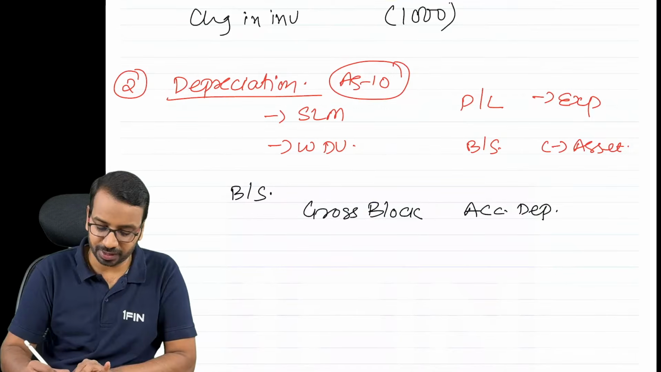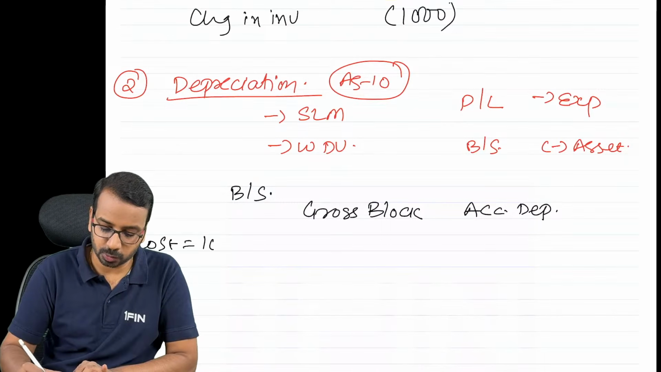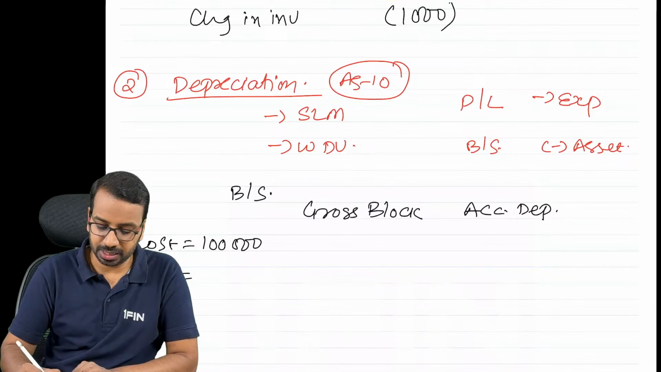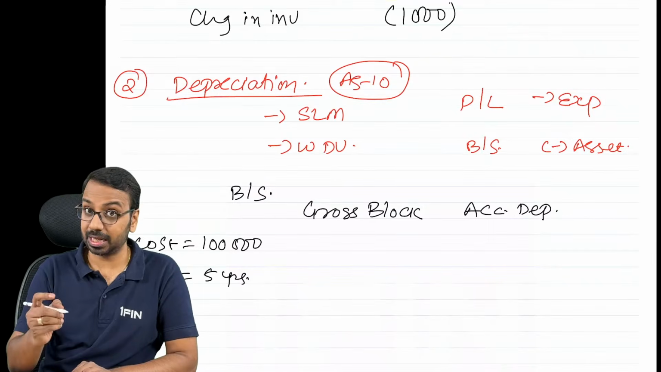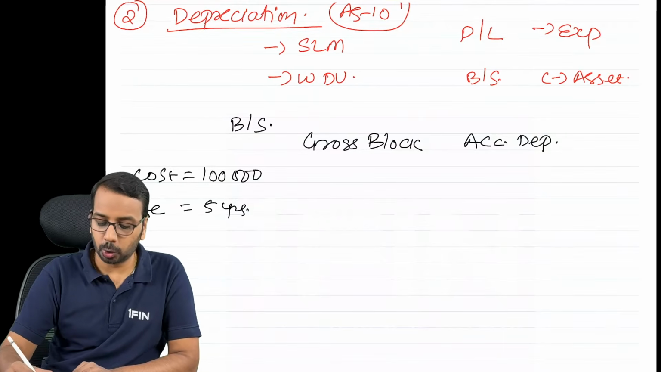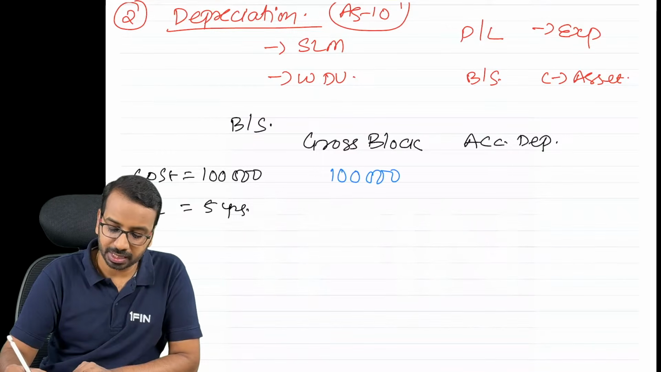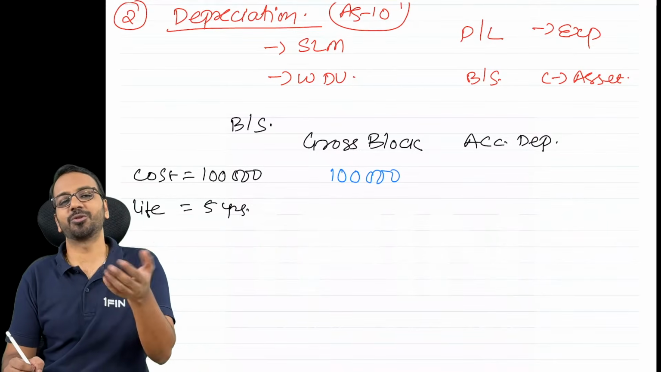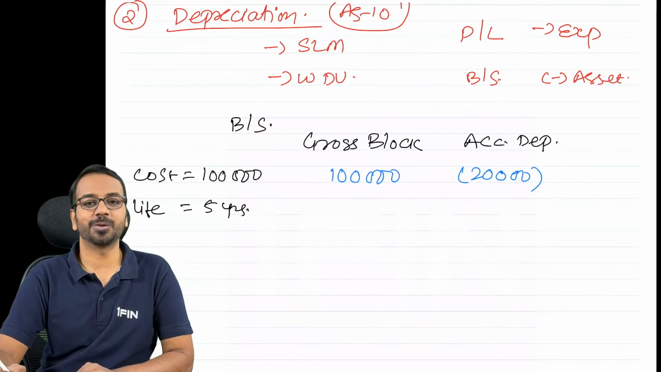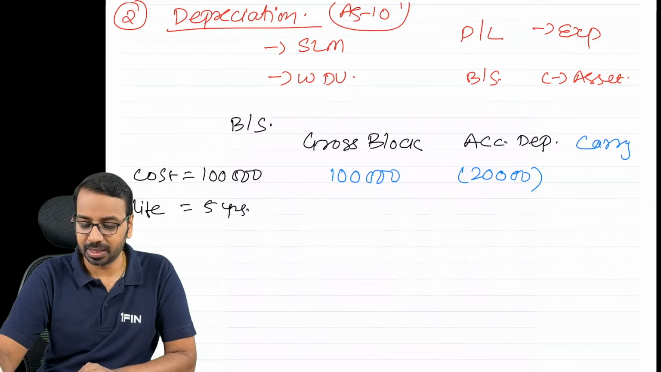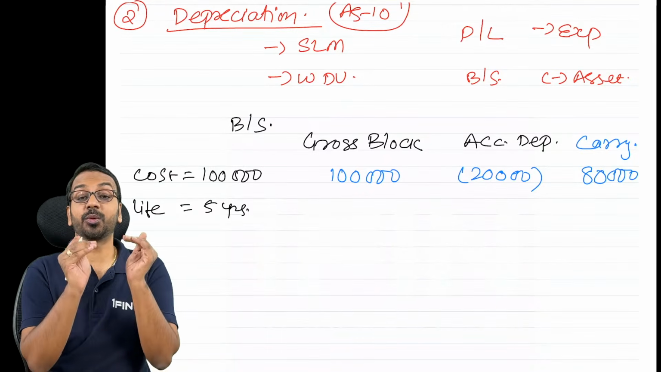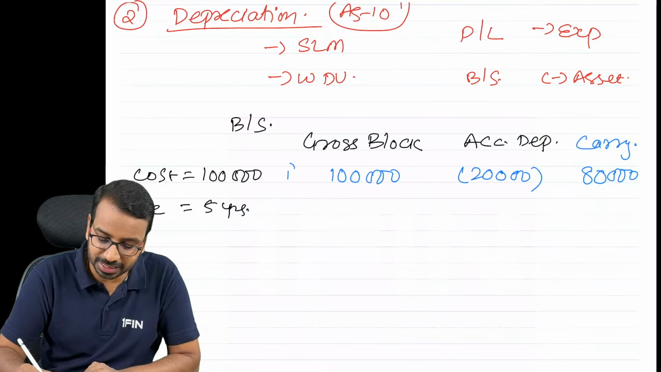That is, say for example, cost is 1 lakh. Life is 5 years. So how will we show? In the balance sheet, we will show gross block 1 lakh. How much is the depreciation? Assume there is no residual value. 1 lakh divided by 5. Depreciation is 20,000. What is the carrying amount? Carrying amount is 80,000. Carrying amount means amount that we will show in the balance sheet. This is in year 1.